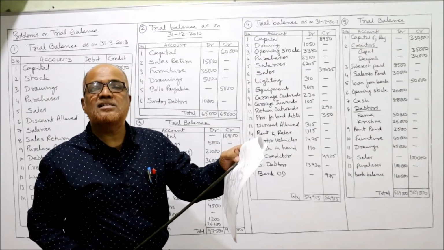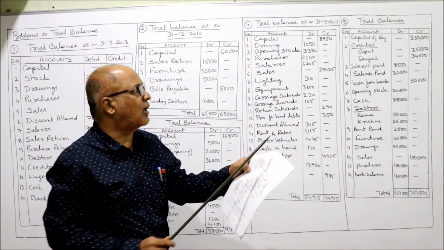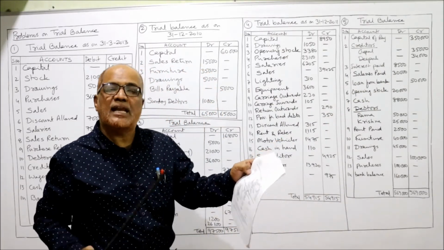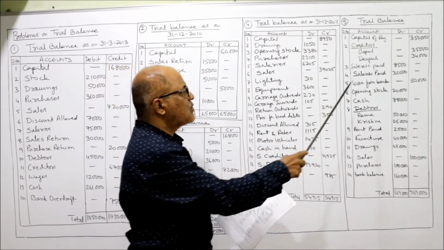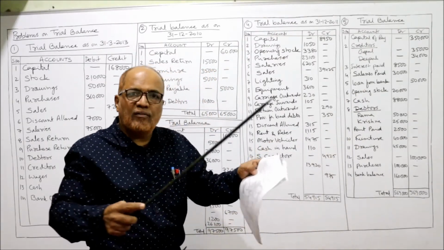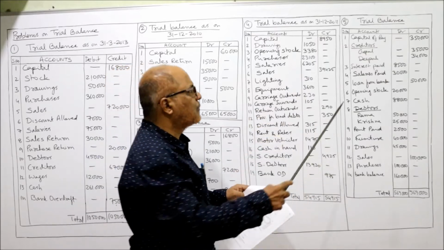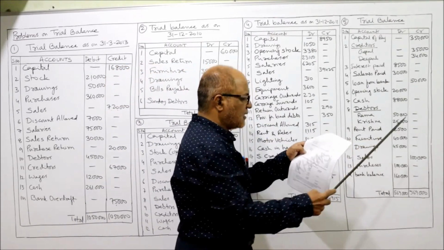Interest paid is an expense, so it goes in the debit column. Salary paid is an expense, so salary paid, debit column. Loan from bank is a liability, so it should be taken in the credit column. So loan from bank, liability, credit column.